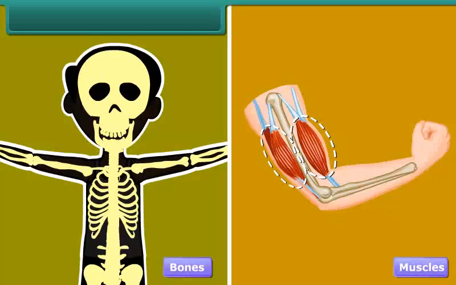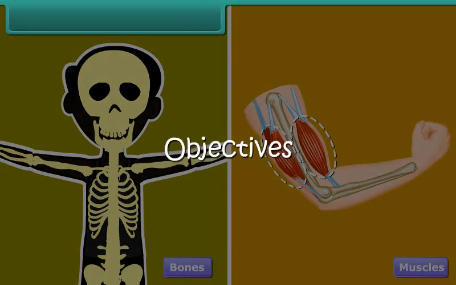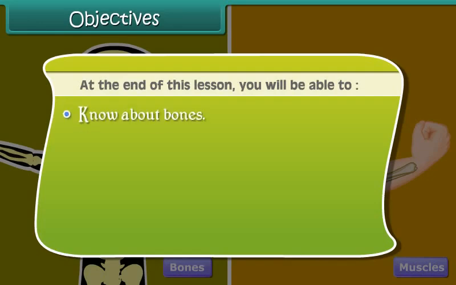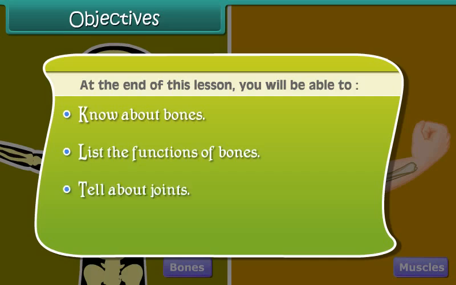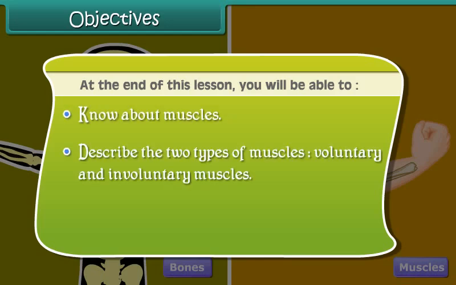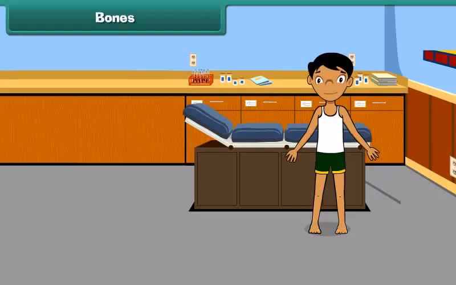Bones and Muscles. Objectives. At the end of this lesson, you will be able to know about bones, list the functions of bones, tell about joints, explain different types of joints, know about muscles, describe the two types of muscles, voluntary and involuntary muscles, discuss the functions of the muscles.